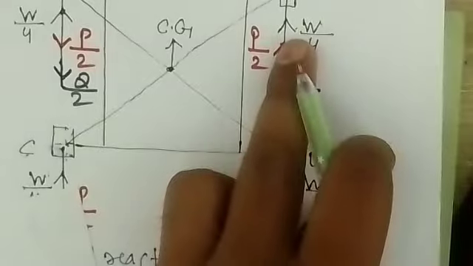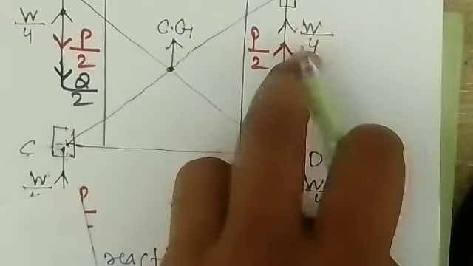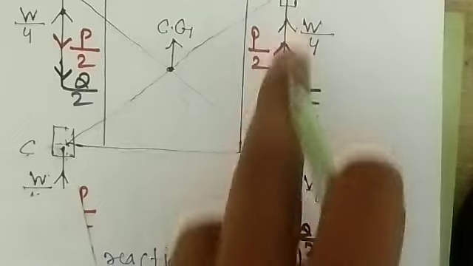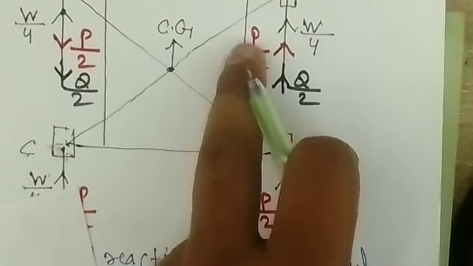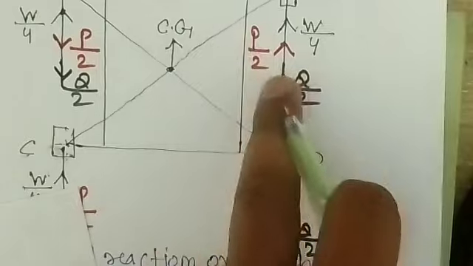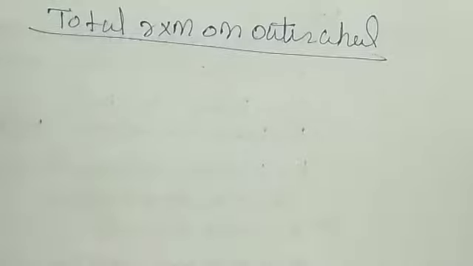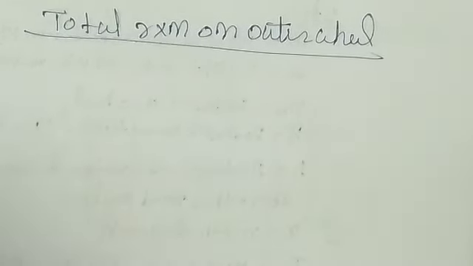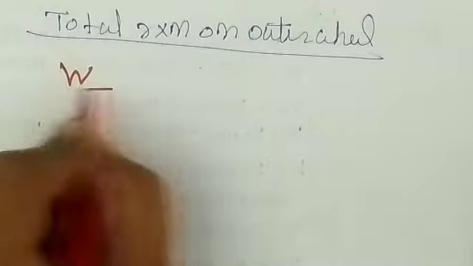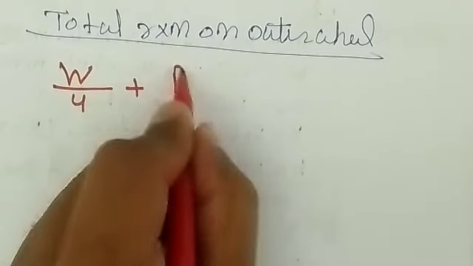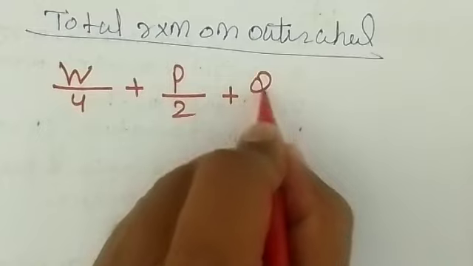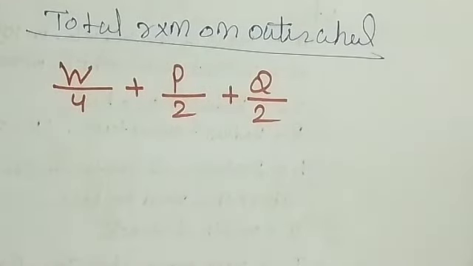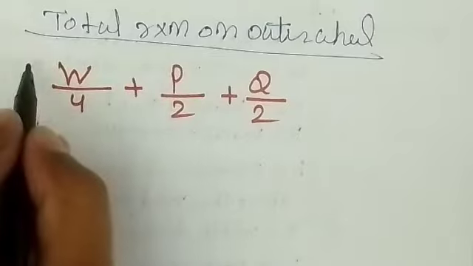a weight of the body, meaning due to the weight of the vehicle, the reaction is W by 4 upward, and due to the gyroscopic couple of wheel and engine, P by 2 is upward, and due to the overturning couple, Q by 2 which is upward. So the total reaction on the outer wheel, you have 3 reactions generated, right? That is what you can write here: W by 4 plus P by 2 plus Q by 2. Alright, so this is the total reaction we got on the outer wheel.